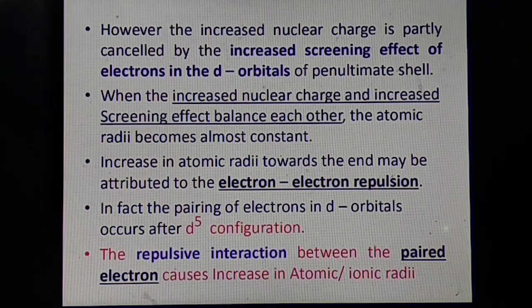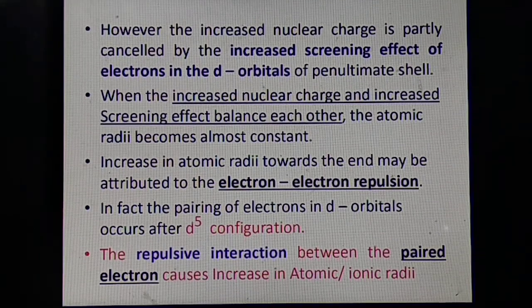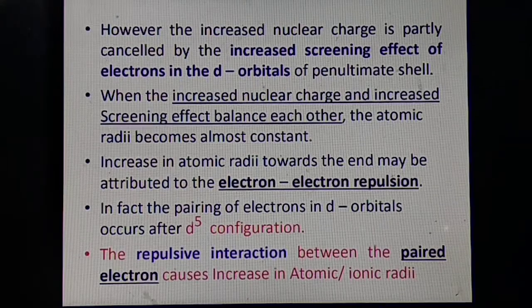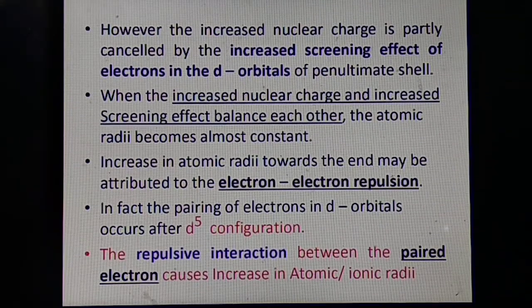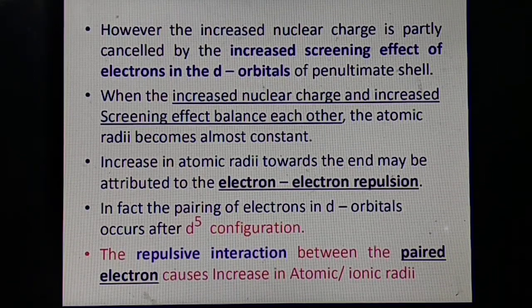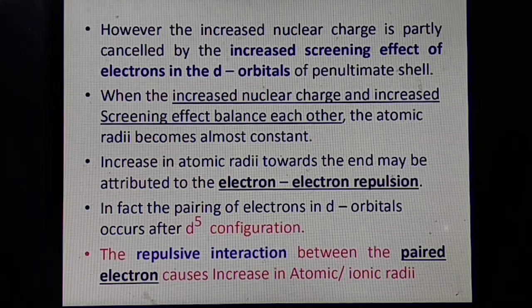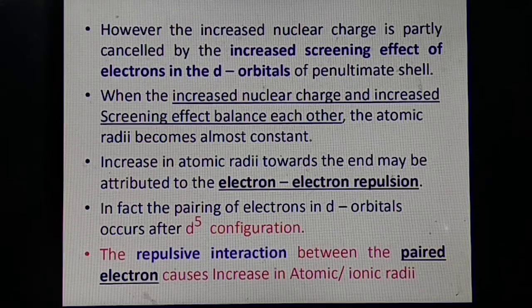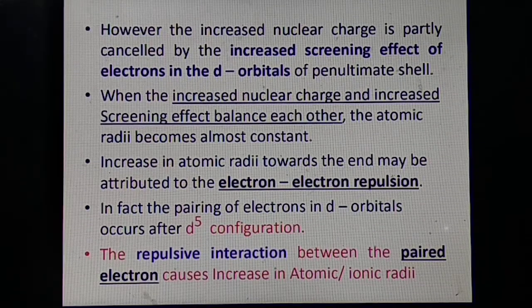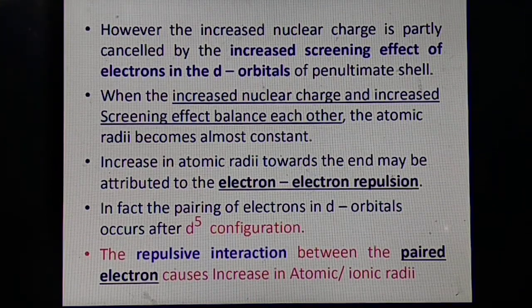Next, what is happening here? The increased nuclear charge and the increased screening effect balance each other. Very interesting. The two increased effects balance each other and the atomic radii become almost constant. So, at the middle, the atomic and ionic radii are neither decreasing nor increasing, because the two increased effects, the nuclear charge and the screening effect, balance each other. That's why the radii become almost constant.